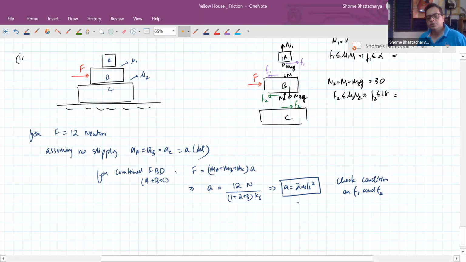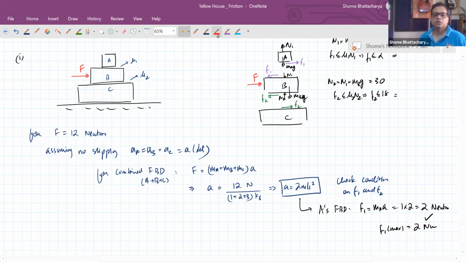Okay. So next you substitute this in A's free body diagram, and you will see that F1 is equal to mass of A into this acceleration. So that was 1 into 2. So that is 2 newtons. And this is just about okay, because the maximum friction we have available is 2 newtons. You've seen that above. Okay, so there's no problem with the slipping here.